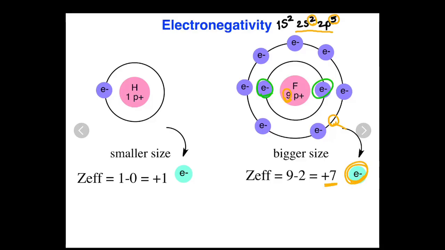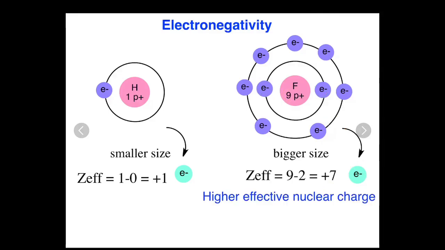As we mentioned earlier, a stronger effective nuclear charge means that it's going to experience a stronger force from the nucleus. Therefore, the electron is most likely to be pulled closer to the nucleus. Higher effective nuclear charge means higher ability to attract electrons. Therefore, fluorine would have higher electronegativity than hydrogen, even though hydrogen is smaller in size.